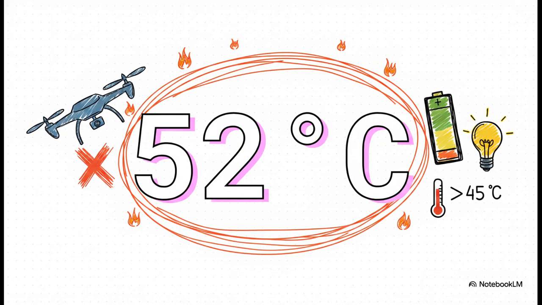Then, the teacher hands out the new data sheet showing the maximum temperatures each battery actually reached under load. And boom, battery A hits 52 degrees Celsius.